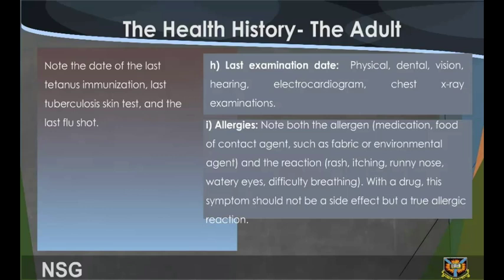Allergies. Note both the allergen (medication, food, or contact agents such as fabric or environmental agent) and the reaction: rash, itching, runny nose, watery eyes, difficulty breathing. With a drug, this symptom should not be a side effect but a true allergic reaction.